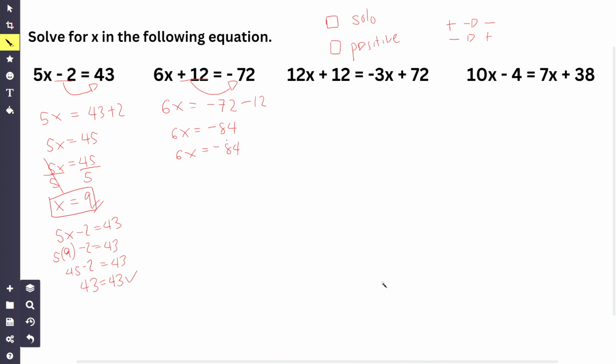Now, what do we do? Since we want x to be alone here, I need to divide this by 6. So that 6 will be cancelled. What will be retained on the left side is only the x. However, again, the rule for equality, whatever I do on the left side, please also do that on the right side. So I also have to divide this by 6. Okay? I hope we're clear on this. So let's continue. So what is negative 84 divided by 6?